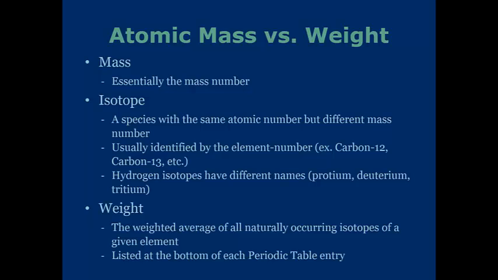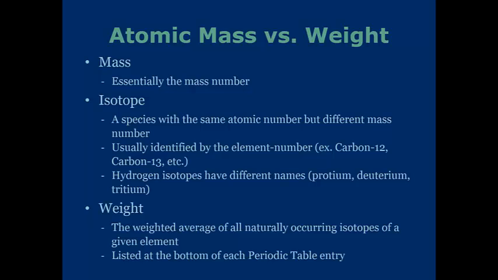However, there is a fluctuating number of neutrons, which leads us to isotopes, which are species with the same atomic number, or number of protons, but a different mass number. This difference in mass number comes from the fact that there's a varying number of neutrons. This is usually identified by an element and a number, for example, carbon-12, carbon-13, etc. Hydrogen isotopes have different names: protium, deuterium, and tritium, as the prefixes suggest: 1, 2, and 3 in terms of mass.